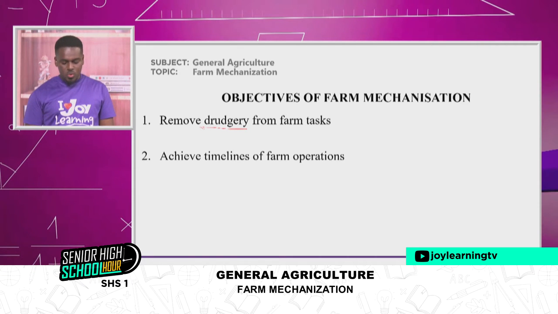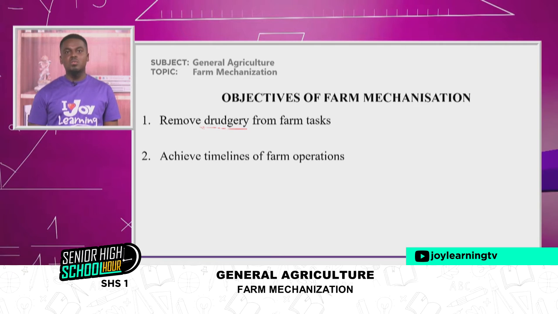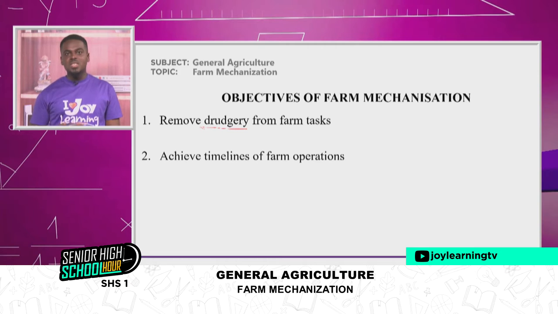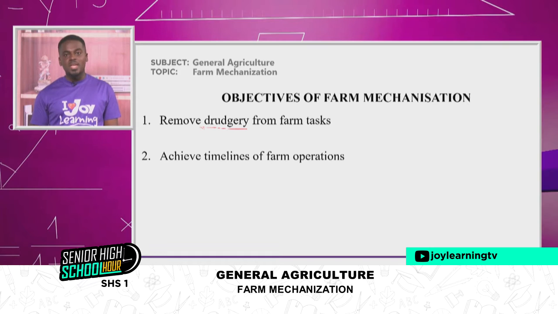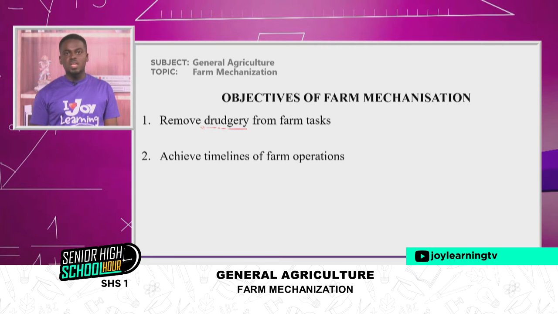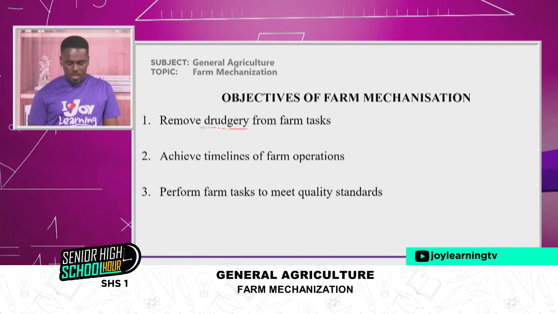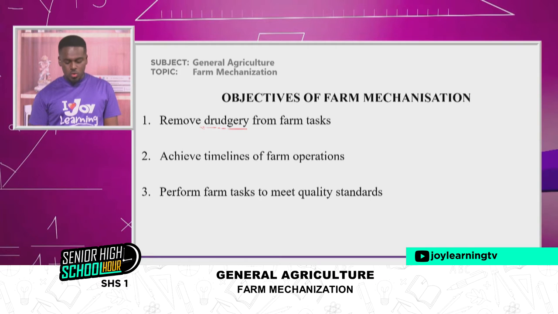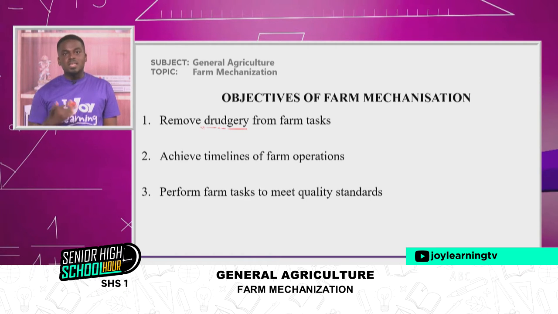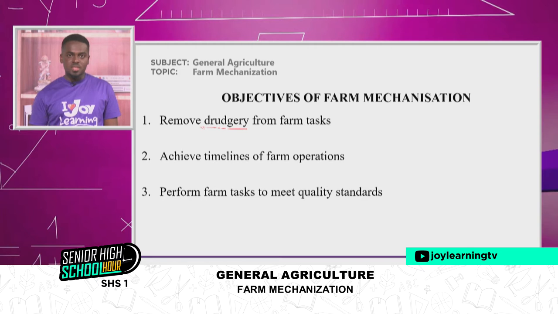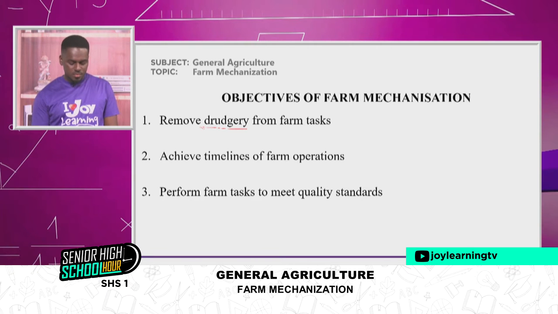Another objective is to achieve timeliness of operation. You want to make sure that the farming activities you undertake are done in a timely manner. You don't want to spend all day on the farm. So that is one of the objectives of farm mechanization. Again, it is also to ensure that the tasks carried out on a farm are done to a higher standard. That's another objective of farm mechanization.